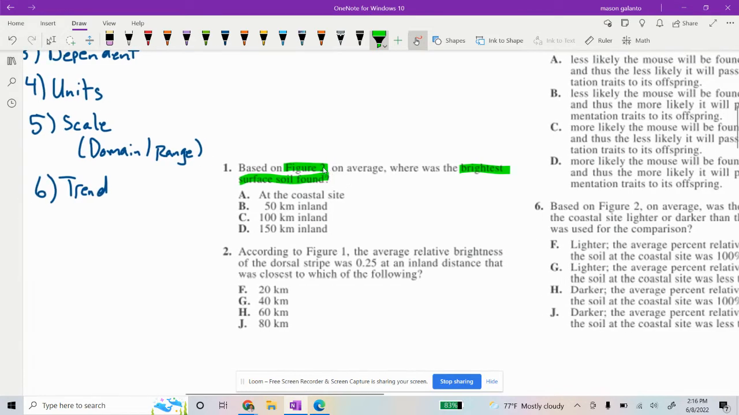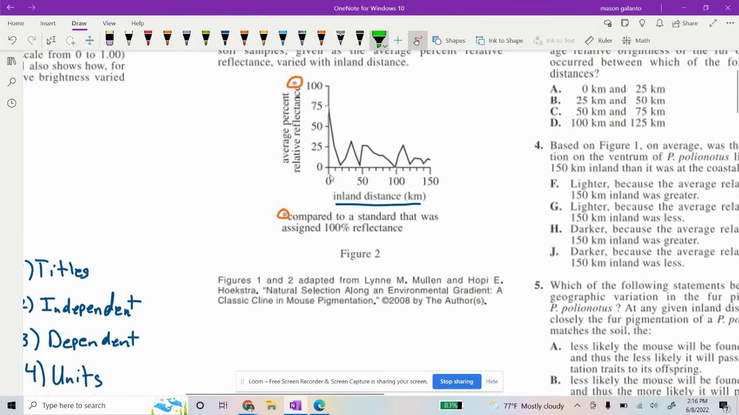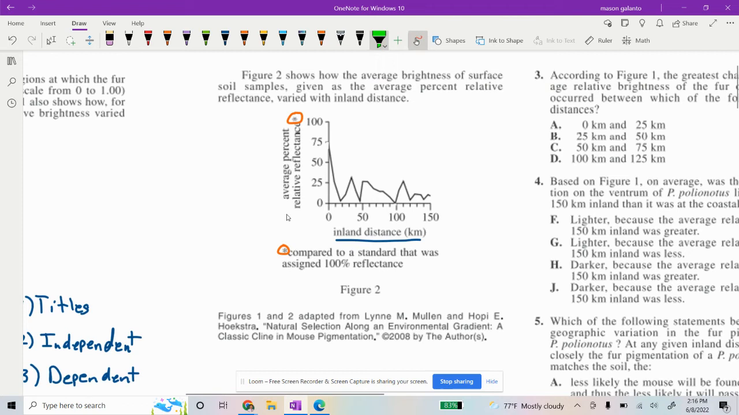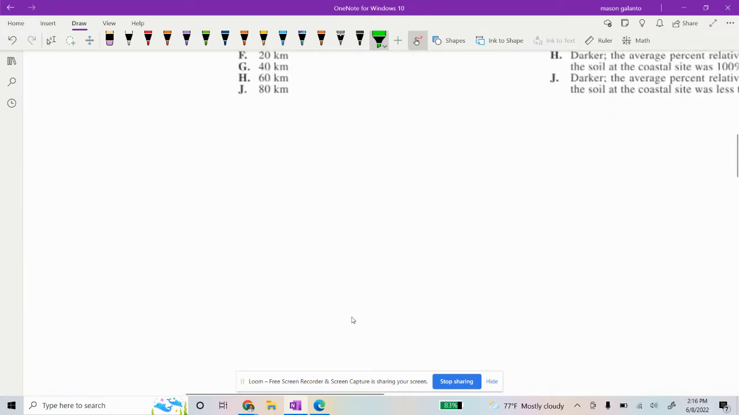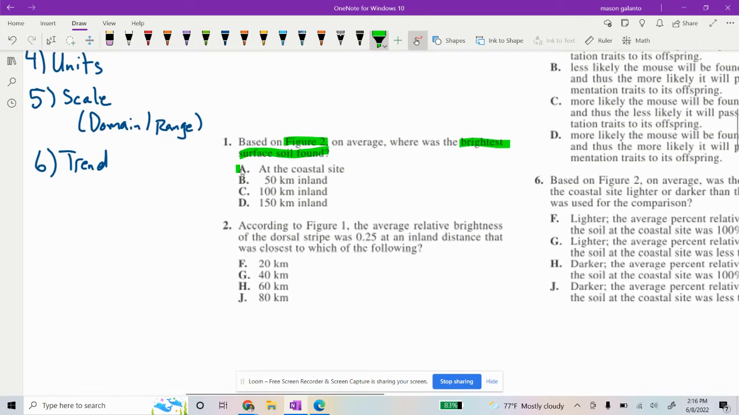So figure 2, that means we're going up. Figure 2, average percent relative reflectance. The brightness is the highest here. It is the highest here. That's where the most reflectance is, which means that is where brightness would come from, right? Shows how the average brightness of surface soil. So it's got to be at the coast, which is exactly what we thought would be, because that's where sand is. That's not where dirt is.